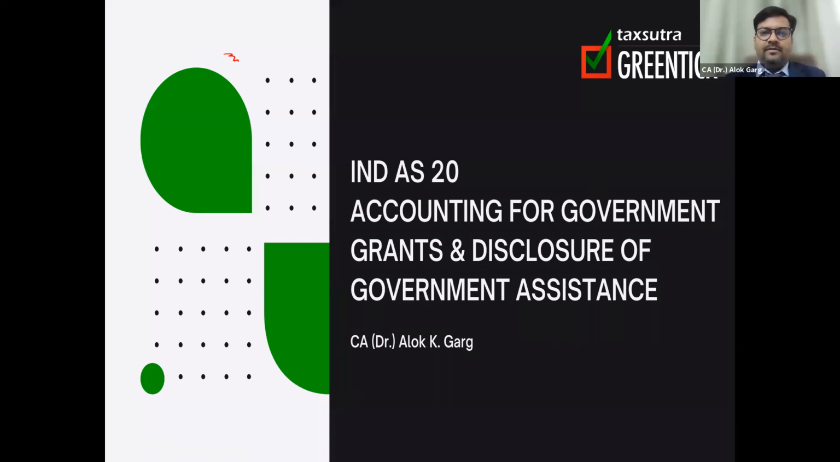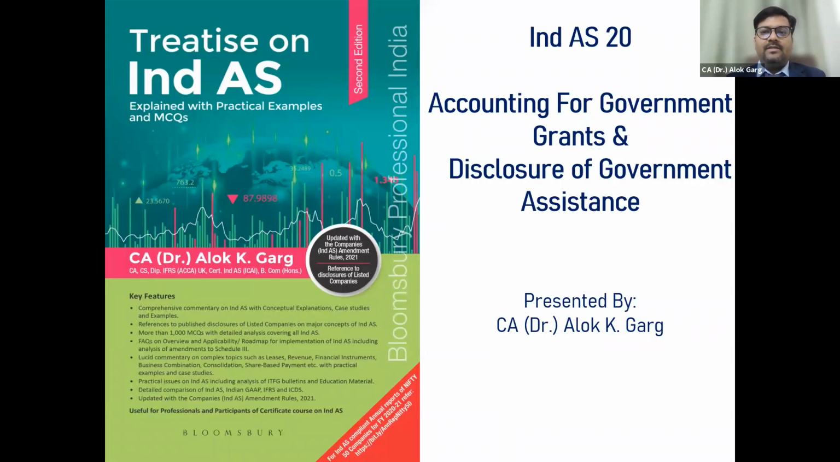Yeah, good evening, everyone. So I am CA Alok Garg, and today we are going to discuss Ind AS 20, accounting for government grants and disclosure of government assistance. This standard is relevant for those companies who are getting grants or some assistance from the government in their business operations. So we are going to cover this particular session in the next 35 to 40 minutes.